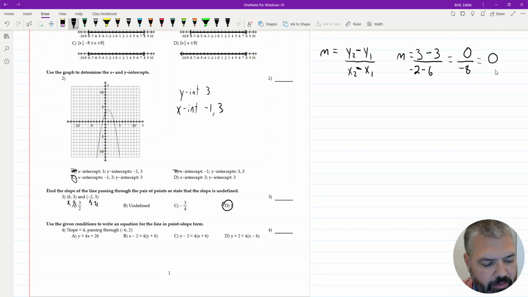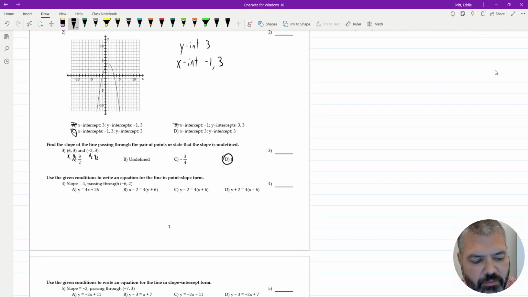Alright, the next problem says, use the given conditions to write an equation for the line in point-slope form. So remember point-slope form. It's y minus y sub 1 equals m times x minus x sub 1. And m is the slope, and x sub 1 and y sub 1 come from your point. And also remember, we have a negative here, and we have a negative here. That's part of the formula. So here's my x sub 1 and my y sub 1 right here, and here's my slope.